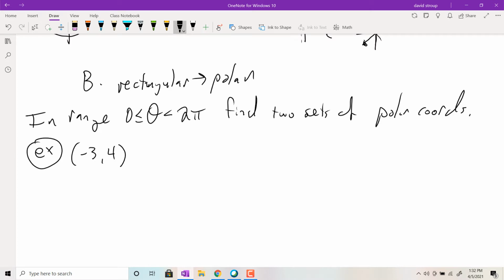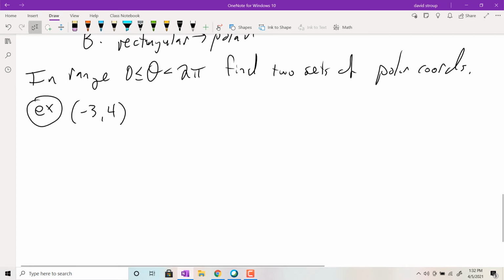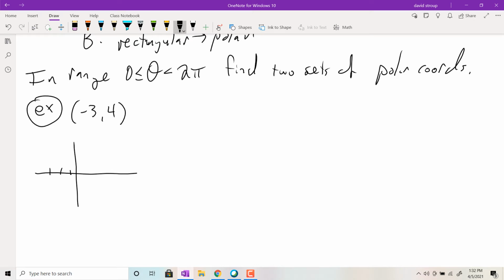So in these cases, I always plot first. I need to see which quadrant I'm in, and so that's what I'll do first. So negative 1, 2, 3, and then 1, 2, 3, 4. Okay, so I'm in the second quadrant. Okay, so there's going to be 2 ordered pairs that work for me in the polar coordinate system. There'll be r comma theta, and then there'll be negative r comma theta plus pi. You know, assuming it's plus or minus pi, depending on where I am in the 4 quadrants.